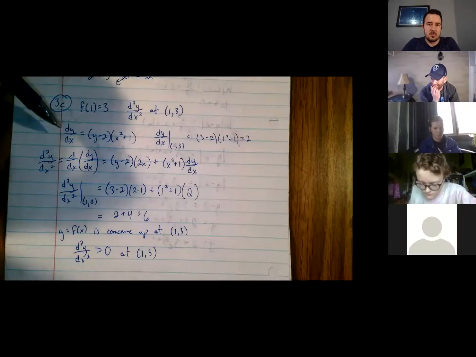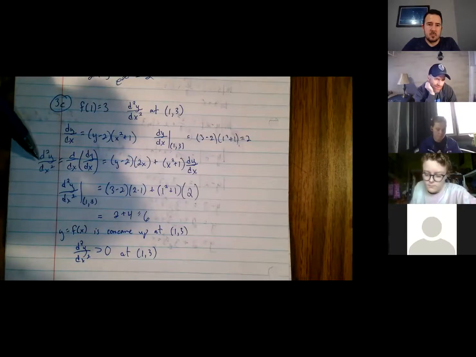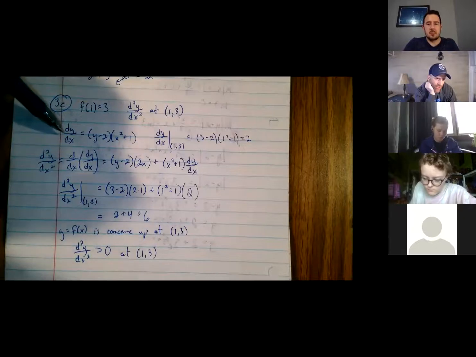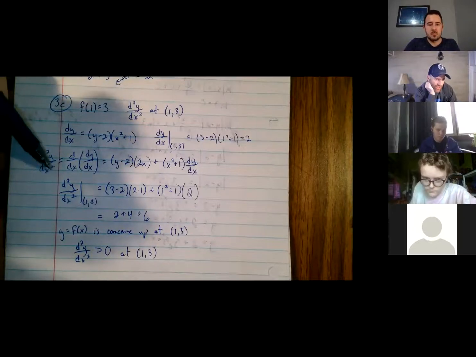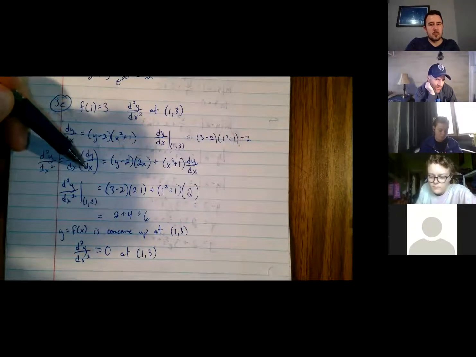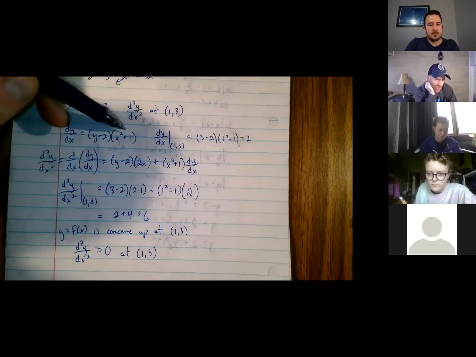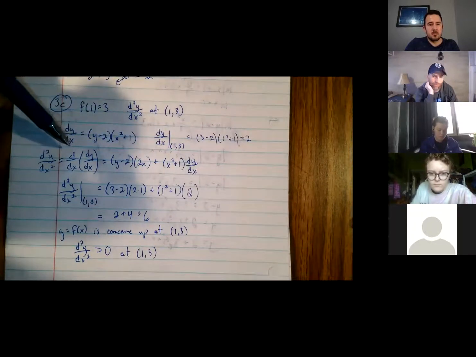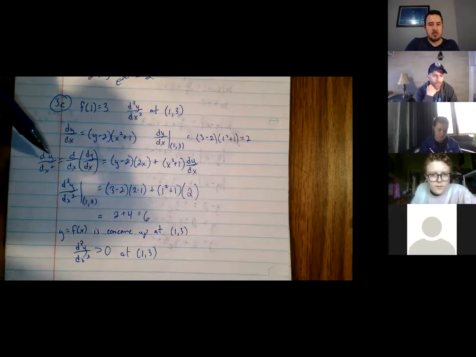Isn't d squared y dx squared just the derivative of dy dx though? So remember, d squared y dx squared is the derivative with respect to x of dy dx. So all we're saying is just take the derivative of this given equation. All right. Okay? Any other follow-up questions?